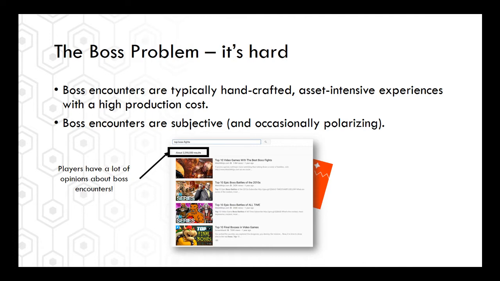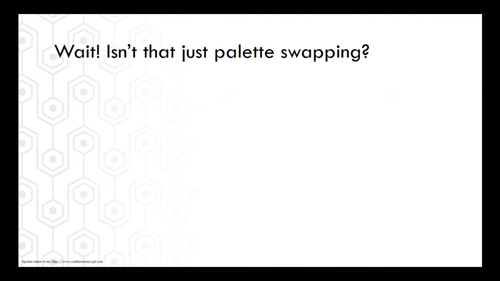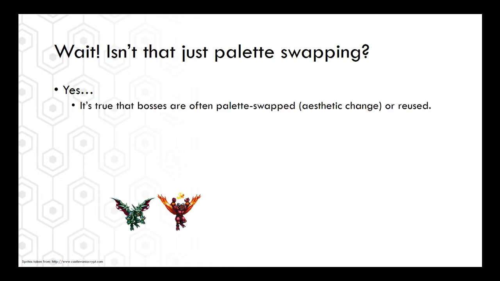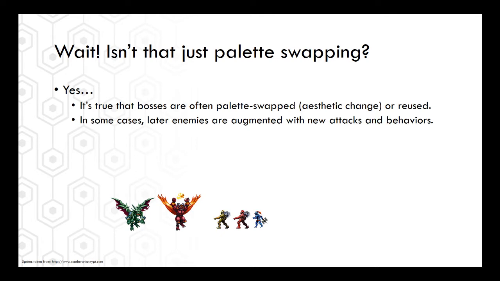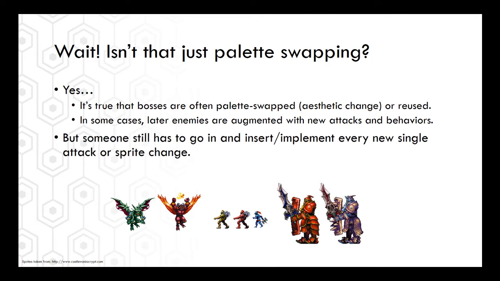But wait, Kristin, you say, isn't that just palette swapping? We've already done this before. Yes, it's true. One first step when thinking about what procedurally generated bosses might look like might be something like palette swapping. And it's true that bosses are often palette swapped or reused because they're so expensive to create. Sometimes different versions of bosses are given different attacks and behaviors. But the thing that I want to highlight is that it's still expensive to make these. Somebody still has to go in and insert or implement every single new attack, every single sprite change, and yes, you can reuse these enemies, but you still have to do a lot of work for that.